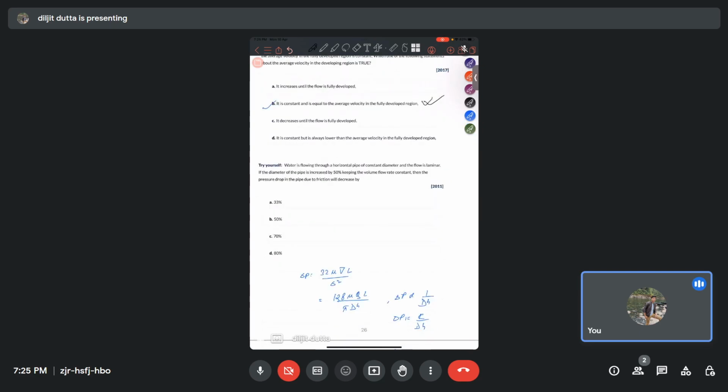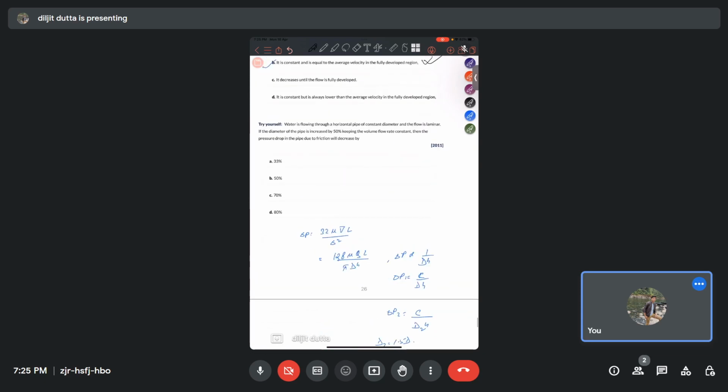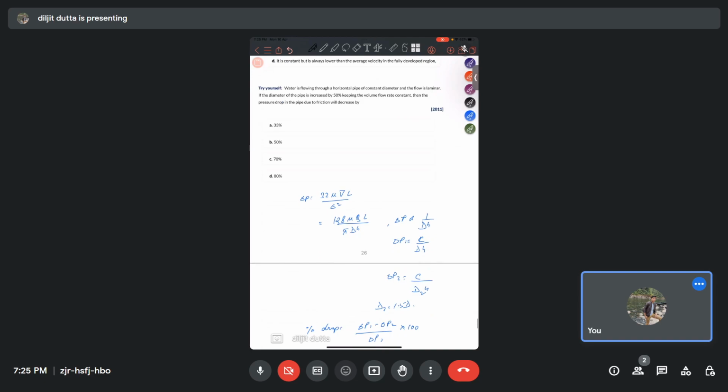Water is flowing through a horizontal pipe of constant diameter, and the flow is laminar. The diameter of the pipe is increased by 50%, keeping the volume flow rate constant. What is the change in pressure drop due to friction? So delta P due to friction is given by the Hagen-Poiseuille formula, 32 mu V L by d square. If we write it in terms of diameter and Q, it will be 128 mu Q L by pi d to the power 4.